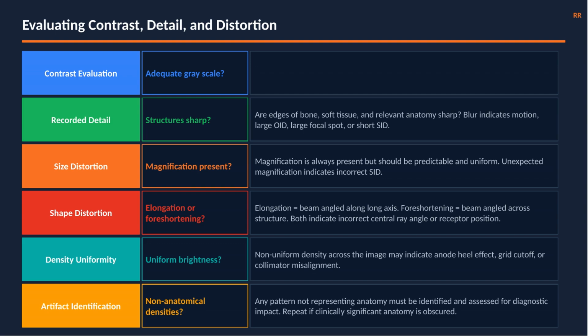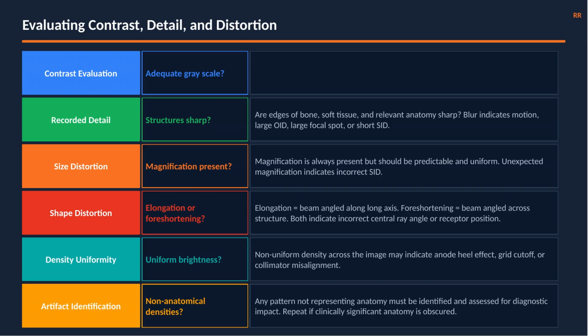Size distortion. Magnification is always present in radiography. The question is whether it is predictable and uniform. Unexpected non-uniform magnification indicates incorrect SID or object to image distance. Shape distortion, elongation, or foreshortening. Both indicate an incorrect central ray angle or receptor position.